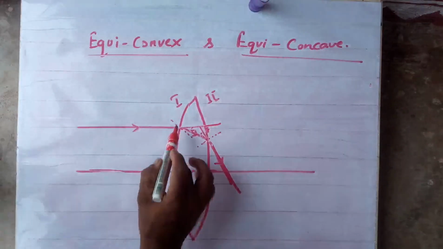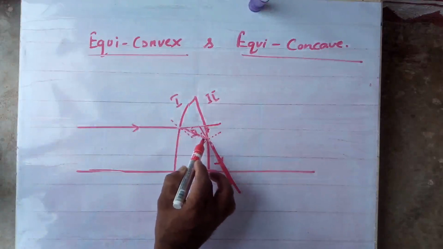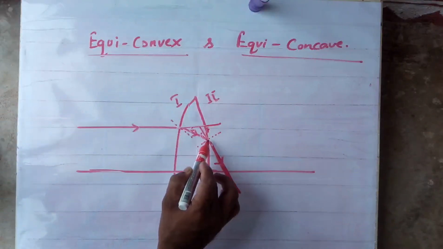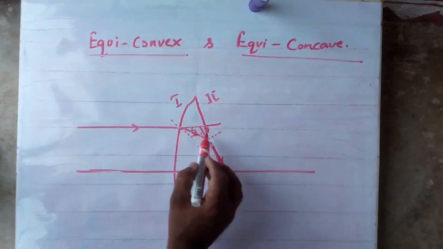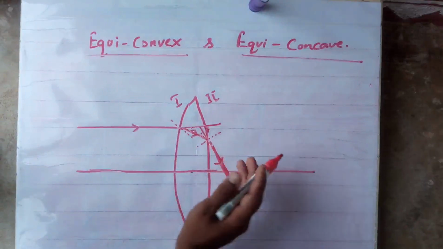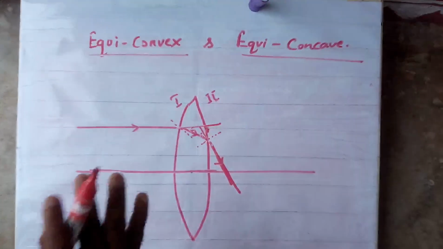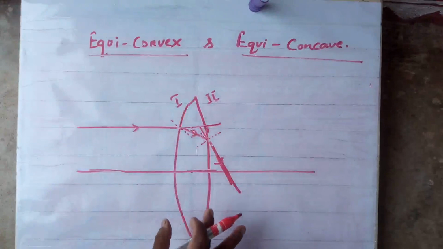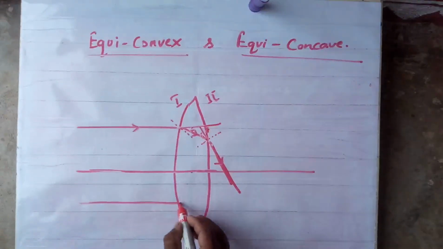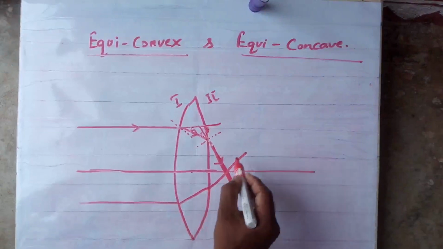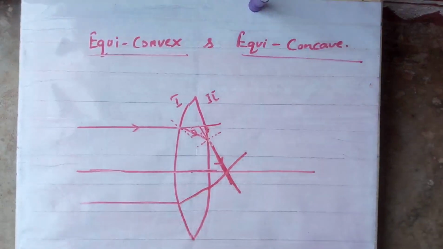Suppose imagine this surface bends the ray towards the normal. This surface also bends towards the normal. It may go like this. It may become parallel to the principal axis, or it may not be parallel. But both the surfaces of the convex lens here are converging the ray. Suppose a beam of light goes; it will bend here, again it will bend here. Both the surfaces are converging. That's what is called equiconvex. Are you clear?